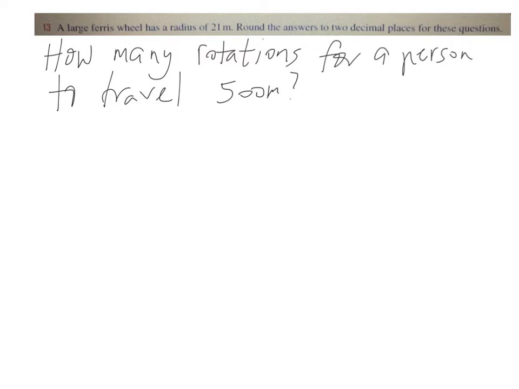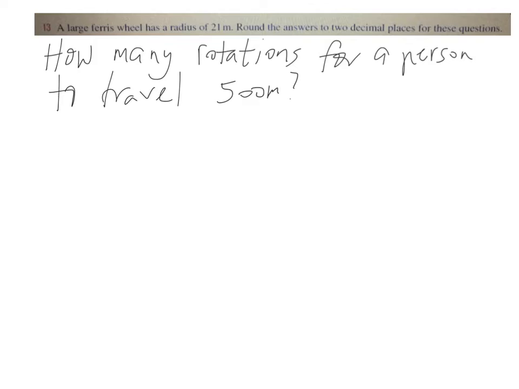Sometimes what they'll do is they'll give you some information, and then they will give you a question which asks you to find something to do with the perimeter, or whatever it may be, where you've still got to use the same formula, but you've got to change it up a little bit. So here we have a large Ferris wheel, has a radius of 21 metres. Round the answer to one decimal place for these questions, and you'll be asked something like, how many rotations for a person to travel 500 metres?